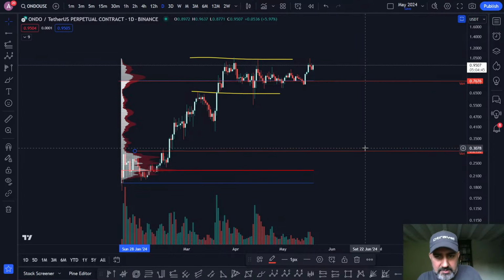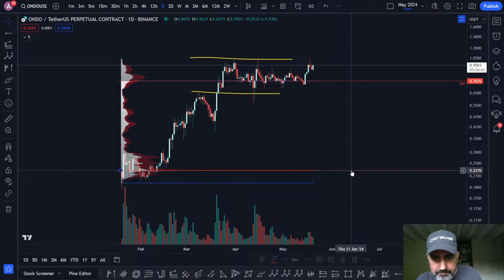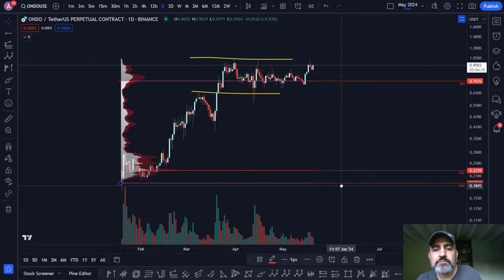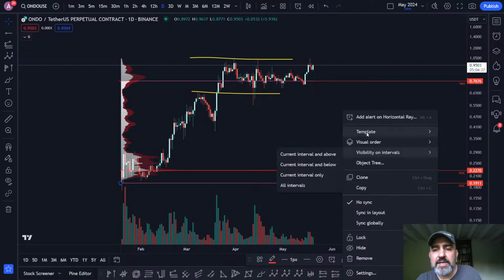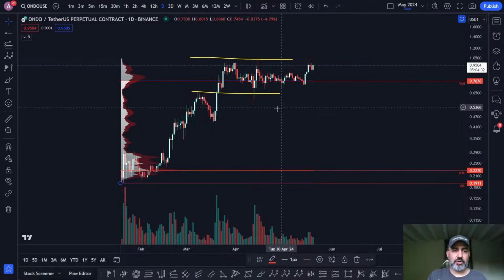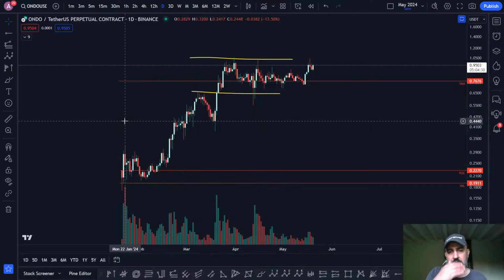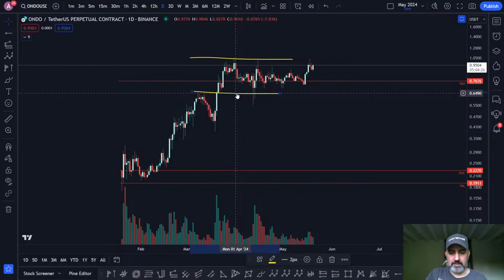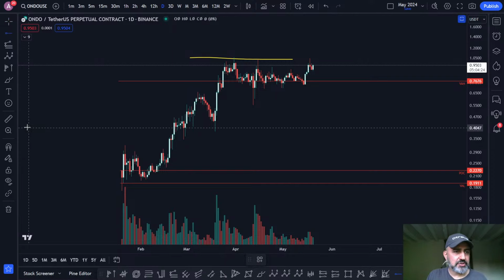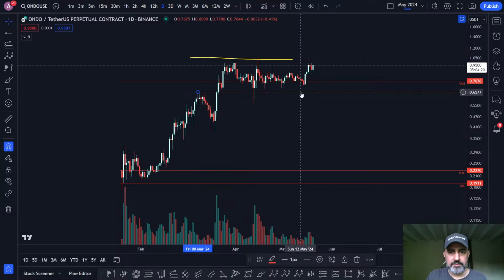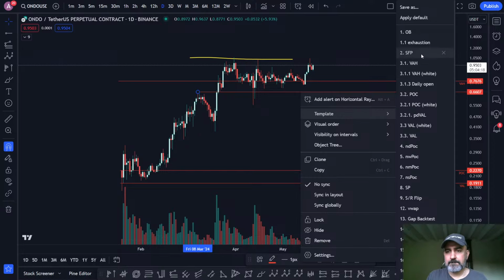I'll just mark these as well. It's good to mark these areas because if there's a change, you get to see it. So you've got your volume levels. You obviously got an SR flip going on here. So let's just mark that in. That's your SR flip.